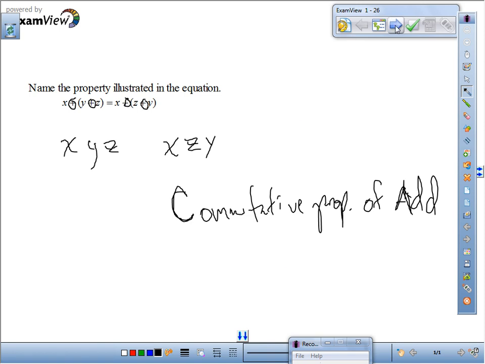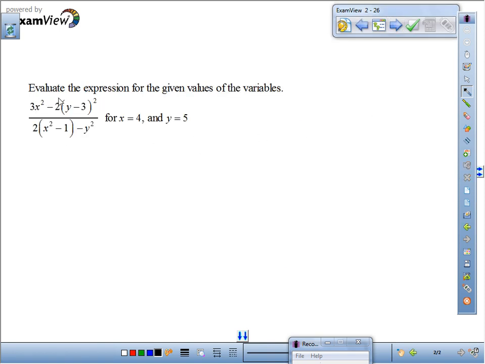Number two, it says, evaluate the expression for the given values of the variables. Whenever you get to any of these that say evaluate, I'm going to ask you to write on the right-hand side or at the top, PEMDAS. Write your order of operations. Once you do that, let's rewrite the entire expression, but for every variable that you see, you're going to open a parenthesis.